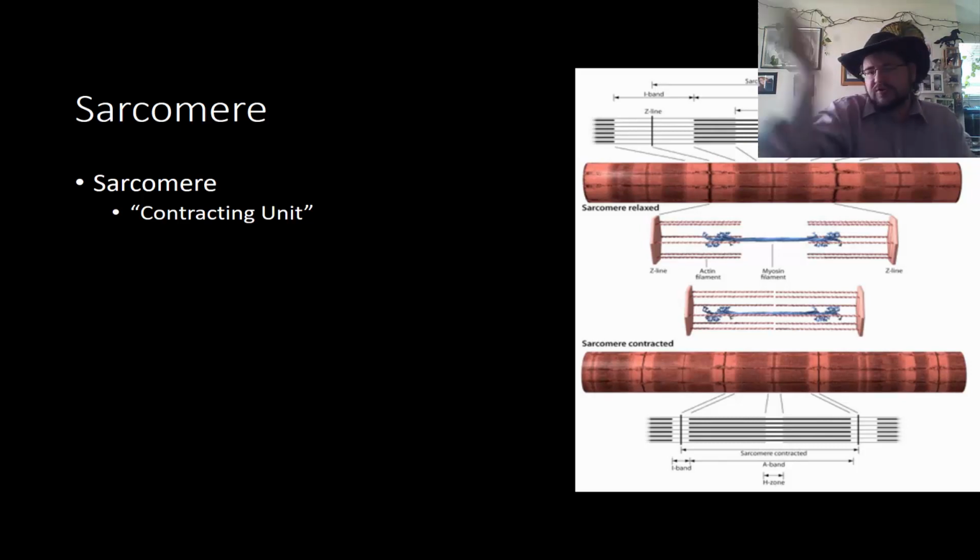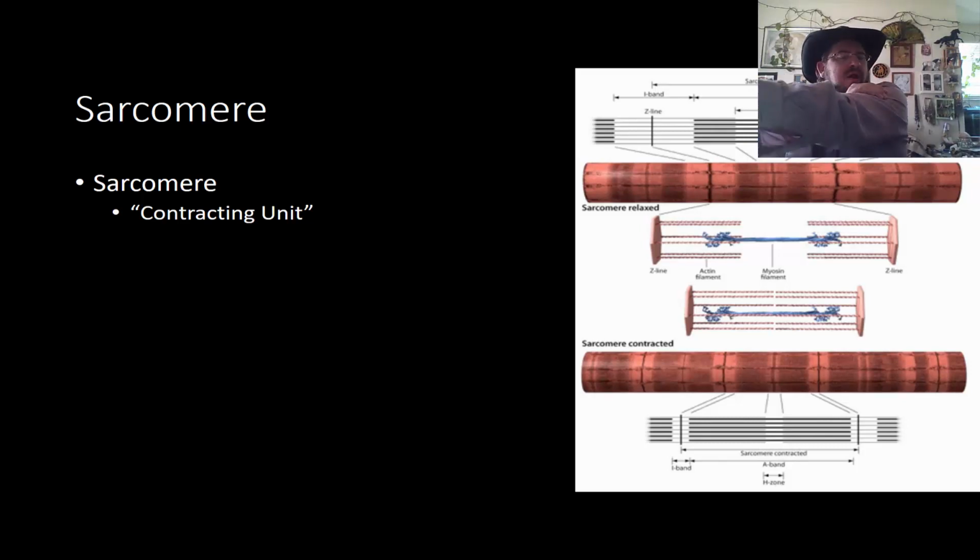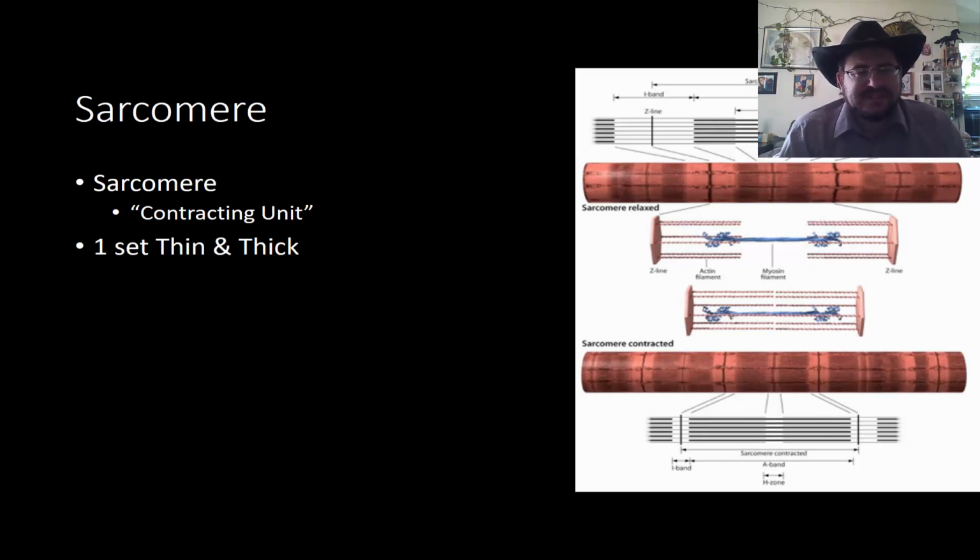You want it to only contract a little? Not all the sarcomeres go. You want to contract it the maximum amount? All the sarcomeres contract. Right? So, sarcomeres contract. They're the contracting unit. It is one full set of thin proteins, thin filaments, and the thick filament.